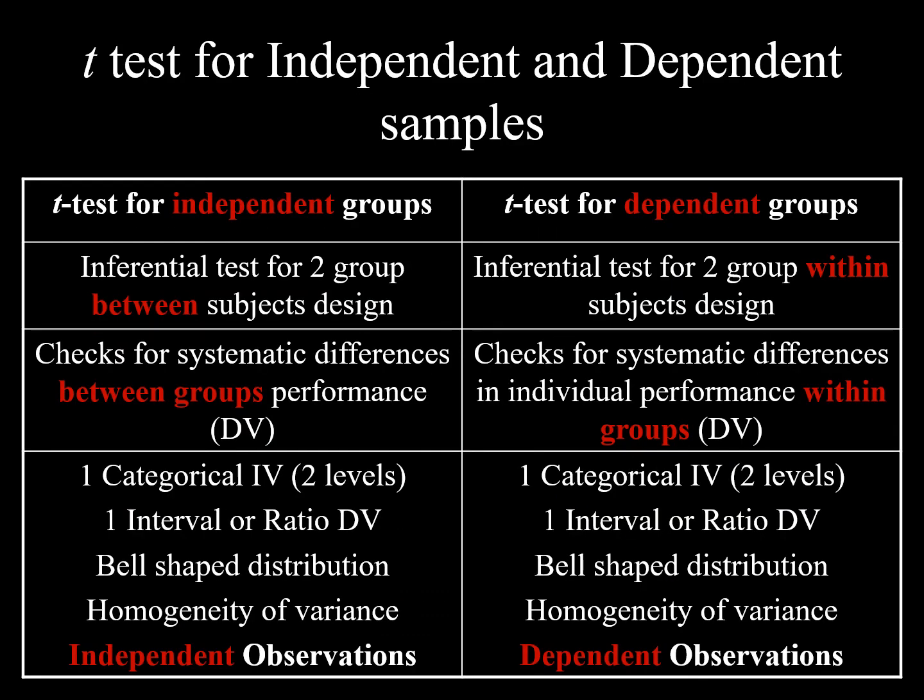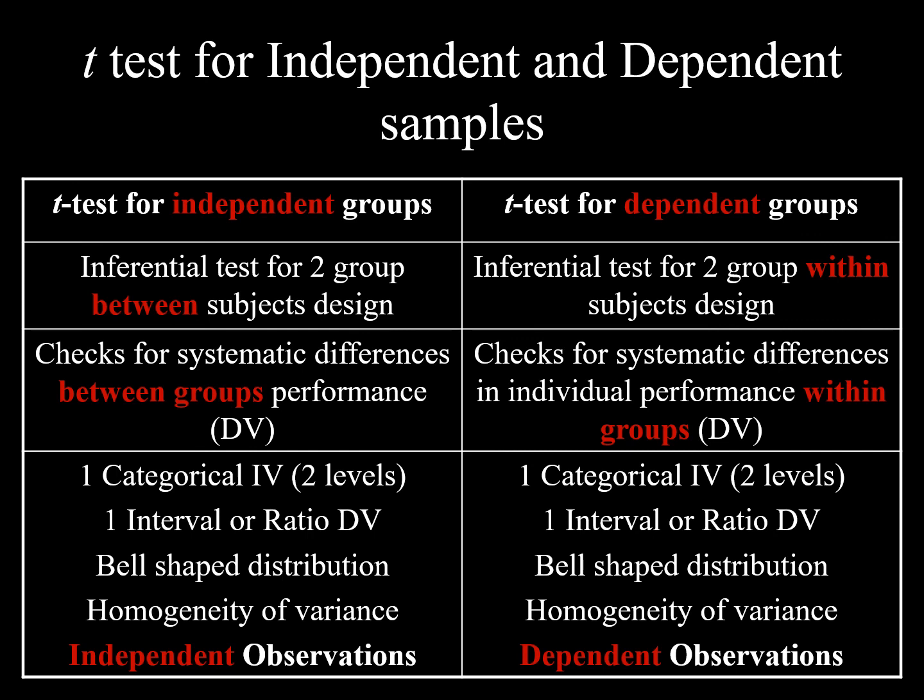So just summarizing the difference between these two tests. The t-test for independent groups or between samples groups is an inferential test for two groups when it's a between subject design, which means it's different people in each of our groups. It checks for systematic differences between the group's performance on the DV. Our assumptions are a categorical IV with 2 levels, an interval or ratio DV, bell-shaped normal distribution, homogeneity of variance, and that those observations were independent.